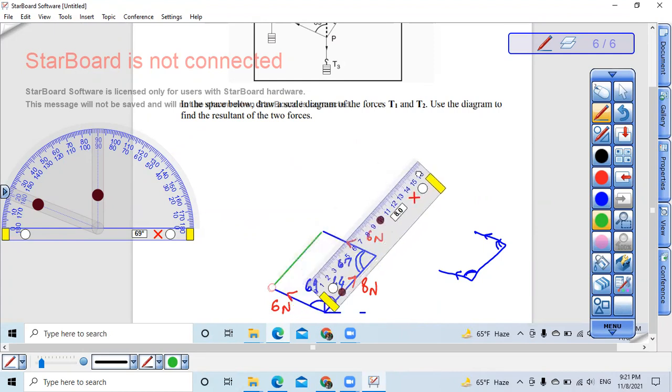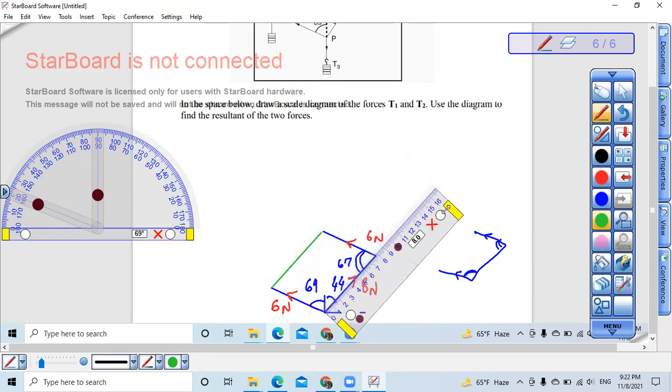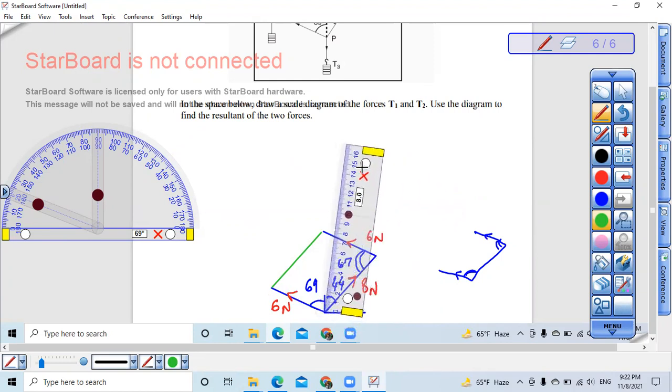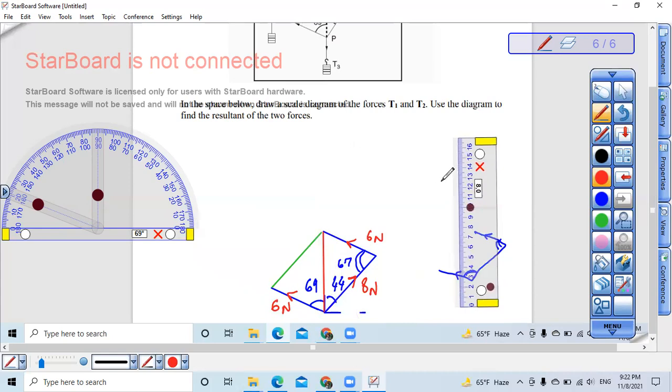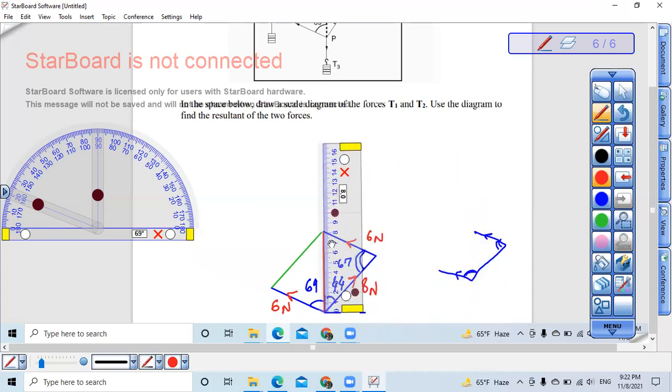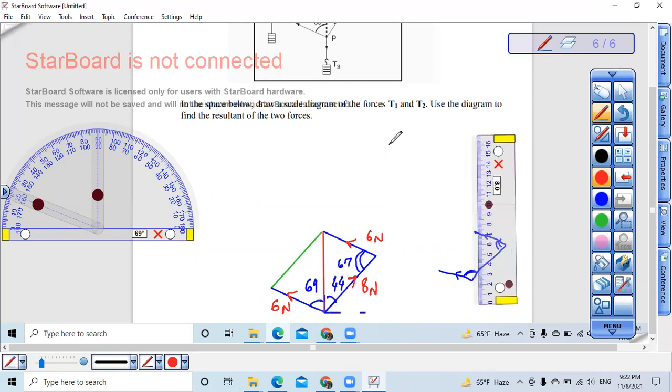Now our resultant starts from the initial point where I started drawing to the last point, and it will be like this. This is our resultant. And as you can see, using the ruler, it has a length of approximately 8 centimeters. So the resultant force is equal to 8.0 Newton, and the direction of it is upwards. This is the direction, and this is 8 Newton.